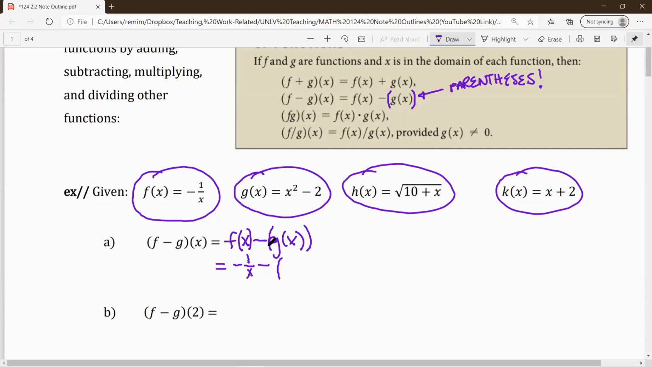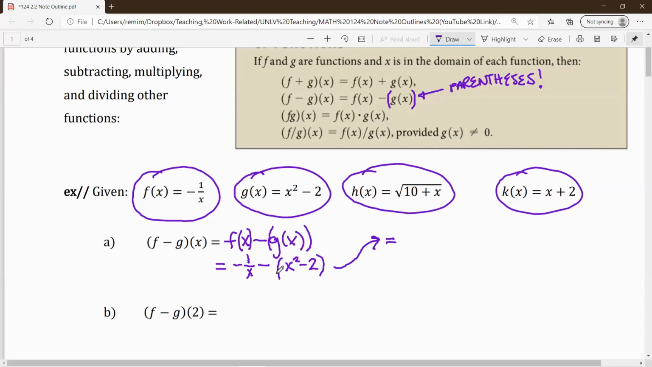Then we have the g of x function, and what's the g of x function here? That's right here. G of x is equal to x squared minus 2. So I'm going to put that inside the parentheses, like that. And then the last step, see the minus right here?